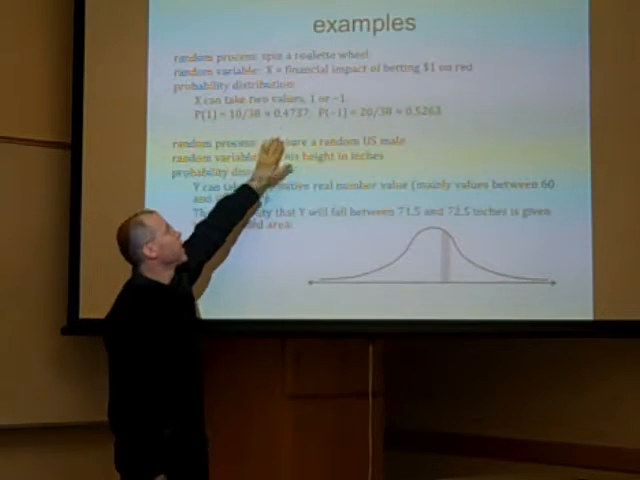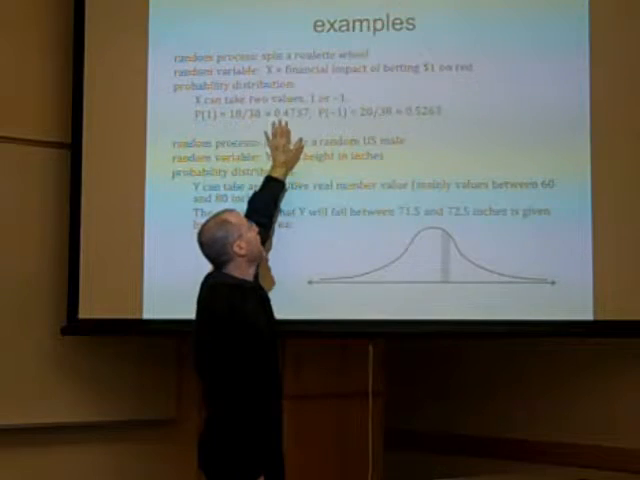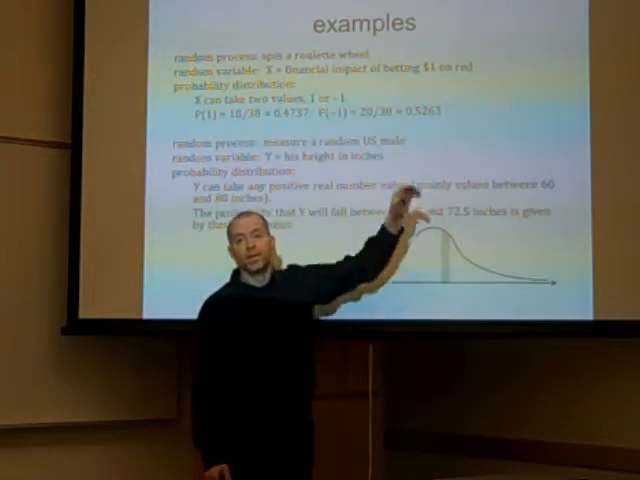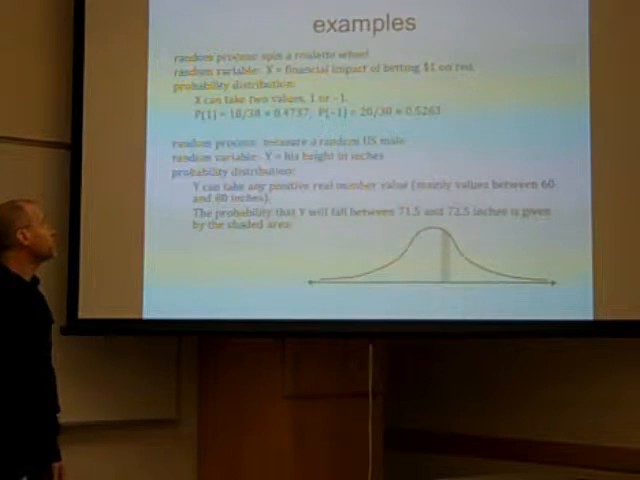Notice the characteristic: these probabilities are always going to be between 0 and 1 because they're probabilities, and they're going to add up to 1 because something's got to happen. In this case, you're either going to win $1 or lose $1.